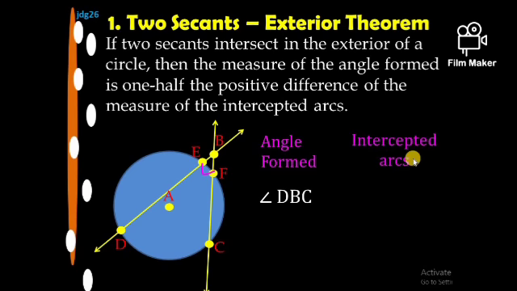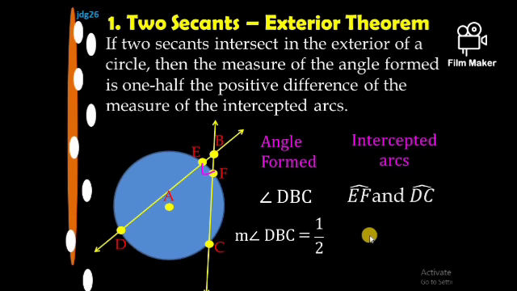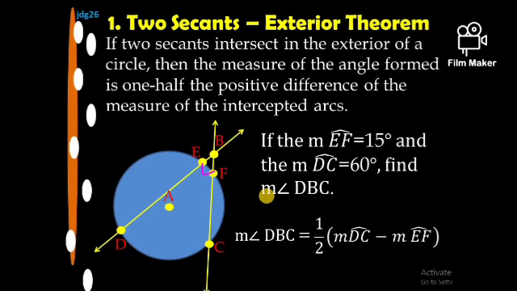And let us determine the intercepted arcs. The intercepted arcs are arc EF, so ito yung maliit na arc dito sa part na to, and arc DC. Now, according to the theorem, to find the measure of the angle formed, we're going to get 1/2 of the positive difference of the measure of the intercepted arcs. Let's have an example. If the measure of arc EF is 15 degrees and the measure of arc DC is equal to 60 degrees, find the measure of angle DBC.